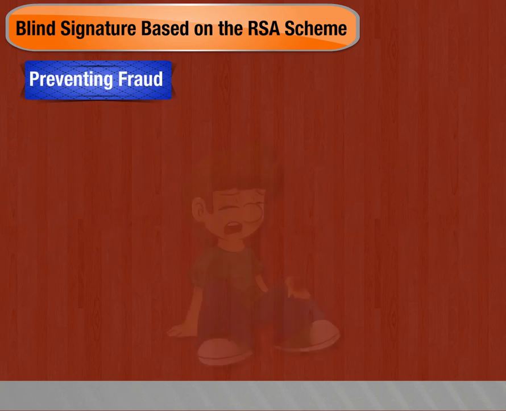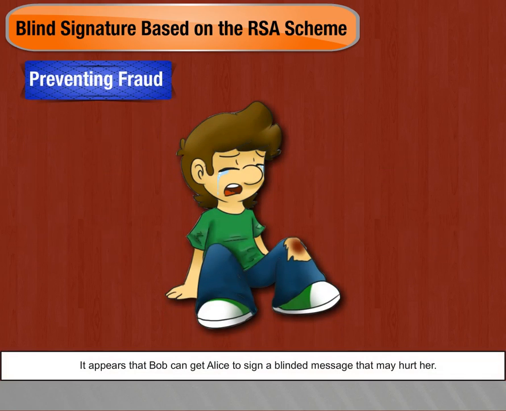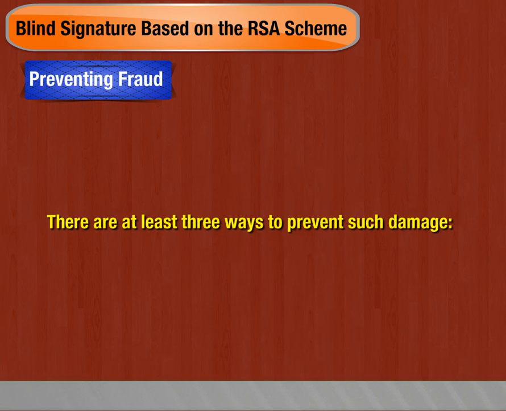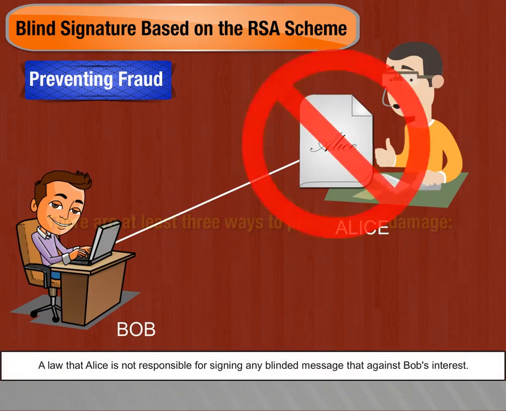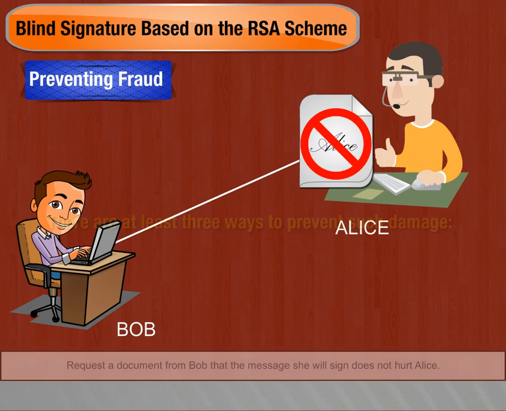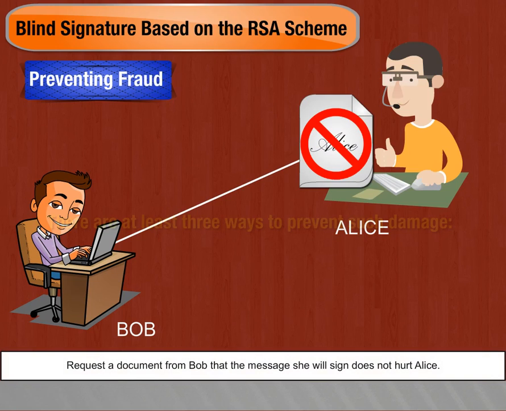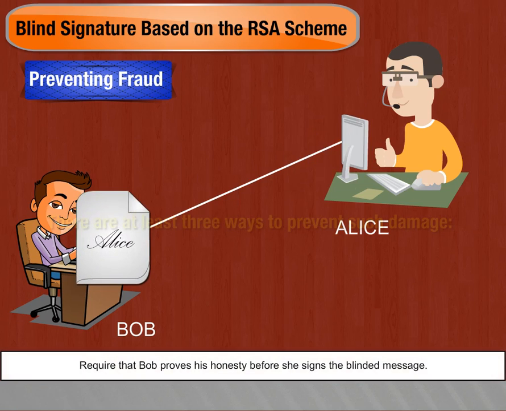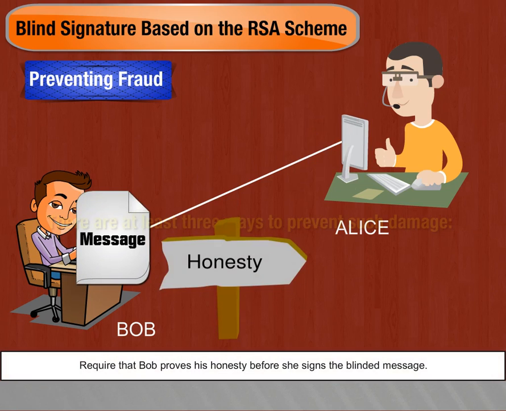Preventing fraud. It appears that Bob can get Alice to sign a blinded message that may hurt her. There are at least three ways to prevent such damage. A law that Alice is not responsible for signing any blinded message that is against Bob's interest. Request a document from Bob that the message she will sign does not hurt Alice. Record that Bob proves his honesty before she signs the blinded message.